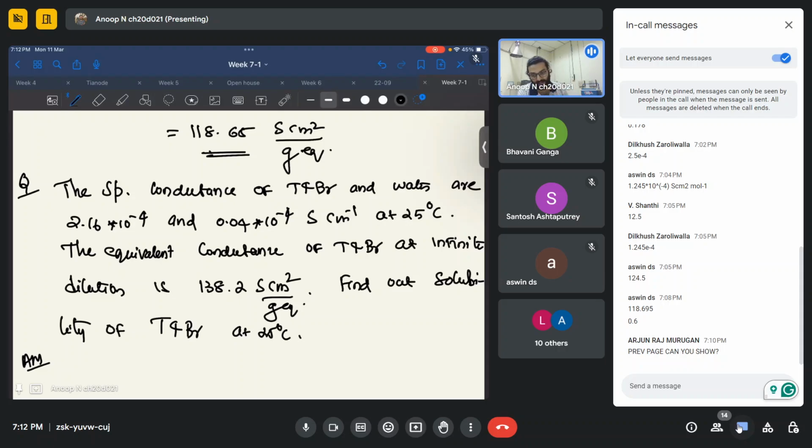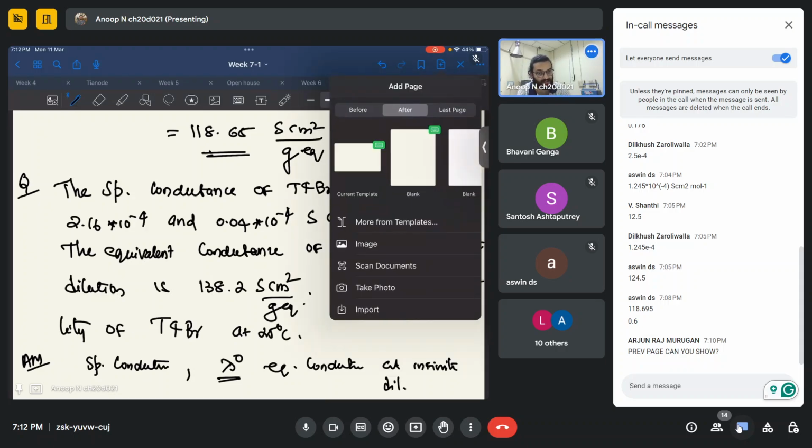So what we are given, we have been given specific conductance values as well as lambda 0, that is equivalent conductance at infinite dilution. So what is the relationship connecting this?